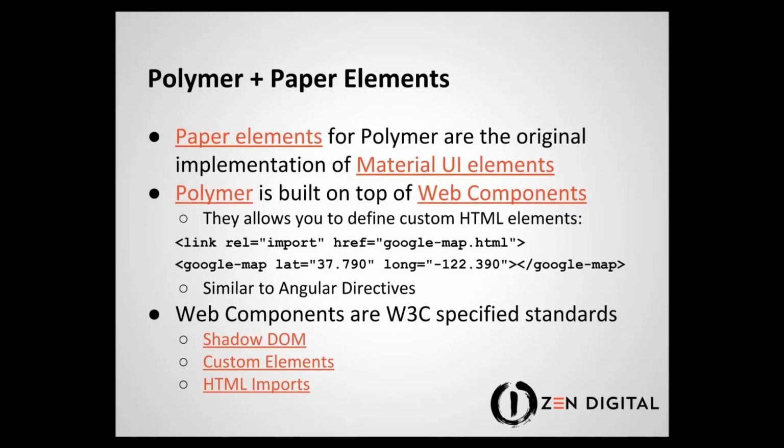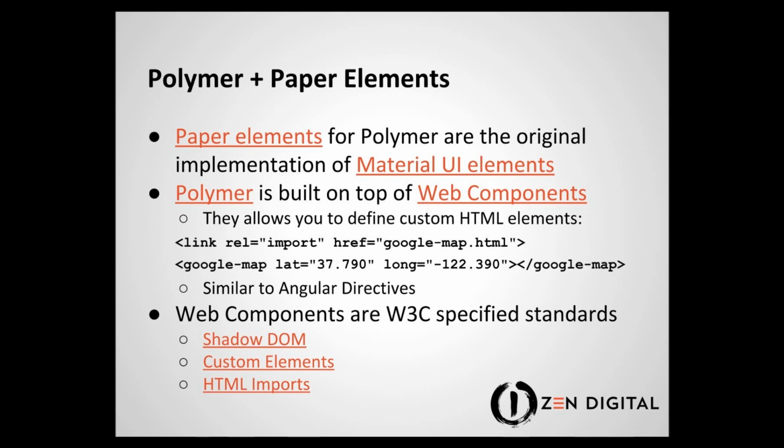So now I step back here. Where did the first implementation of material design happen? It was not in Angular. So they're kind of trying to take this implementation that happened using what was Polymer with what is called paper elements. Paper elements is the implementation of material design for Polymer, which is a web components library. So paper elements for Polymer are the original implementation.